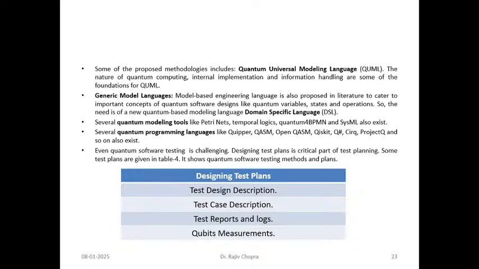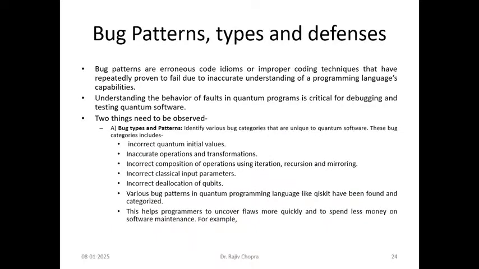When I'm talking of test plans, as we do in software testing, here also in quantum software testing we can design some test plans. They can be test case descriptions, test design descriptions, test reports and logs. Qubit measurements can also be done. Bug patterns and types you have to identify. For example, I was telling that there are two things needed to be observed, and the patterns of these bugs can be stored in a repository. Then when you are running the Qiskit software, if there is an error, it will take it from that repository and show you the error.